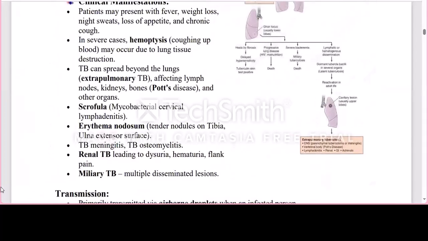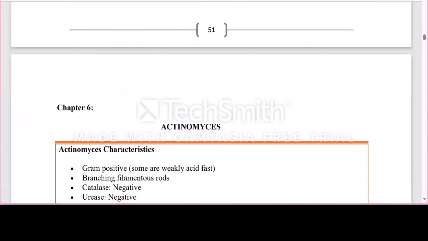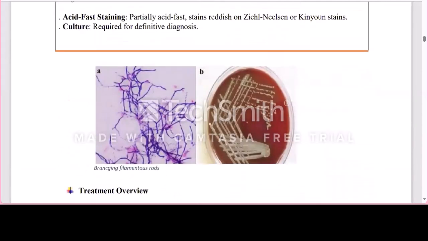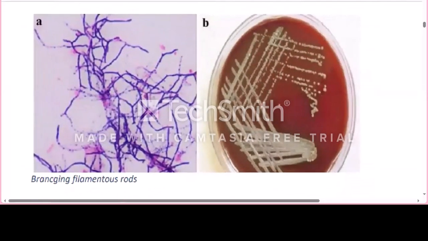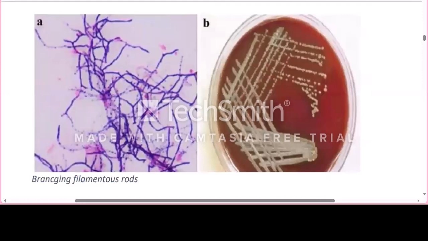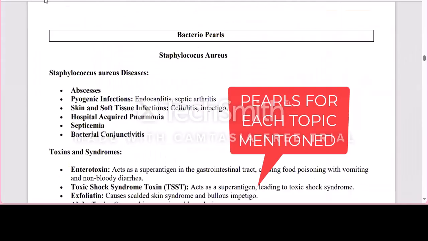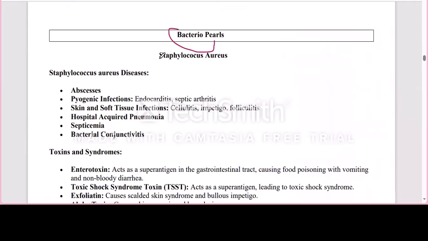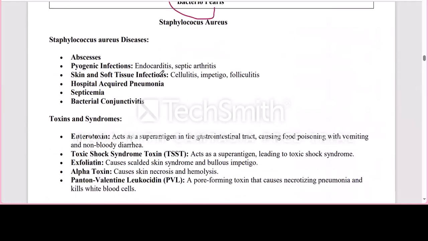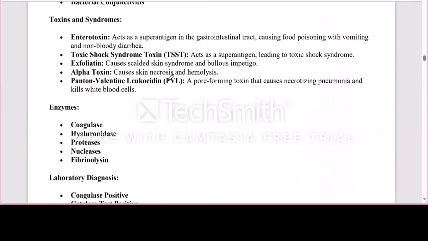These pictures can be asked in university questions, like in OSP. These pearls are given, and they are very important. If you read these pearls, it will help you a lot in your MCQ preparation, for each bacteria.